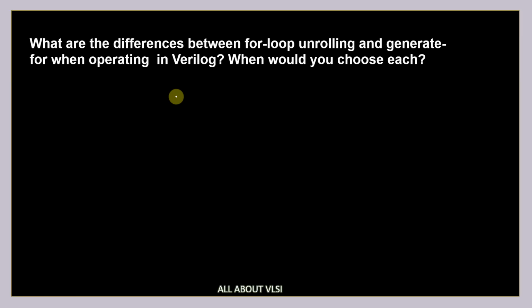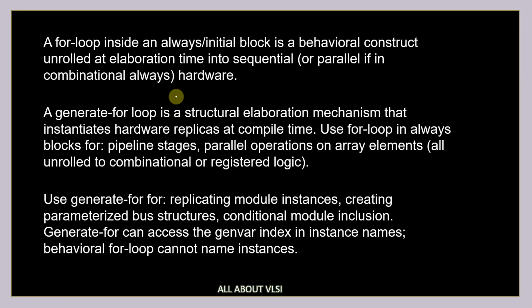The very first question is: what is the difference between for loop unrolling and generate for when operating in Verilog, and when would you choose each? You can pause this video, think of the answer, and resume for cross verification. Yes, I hope you have answered this question. Let's see the solution.